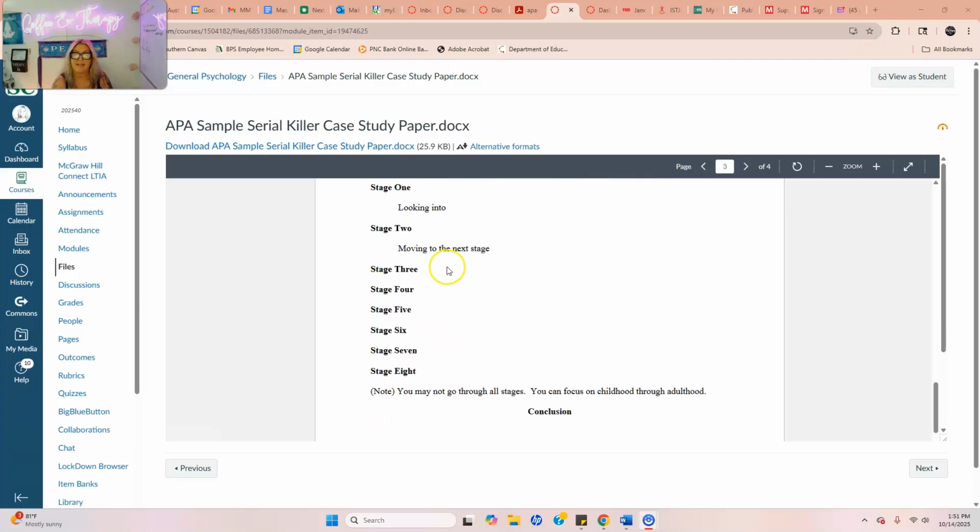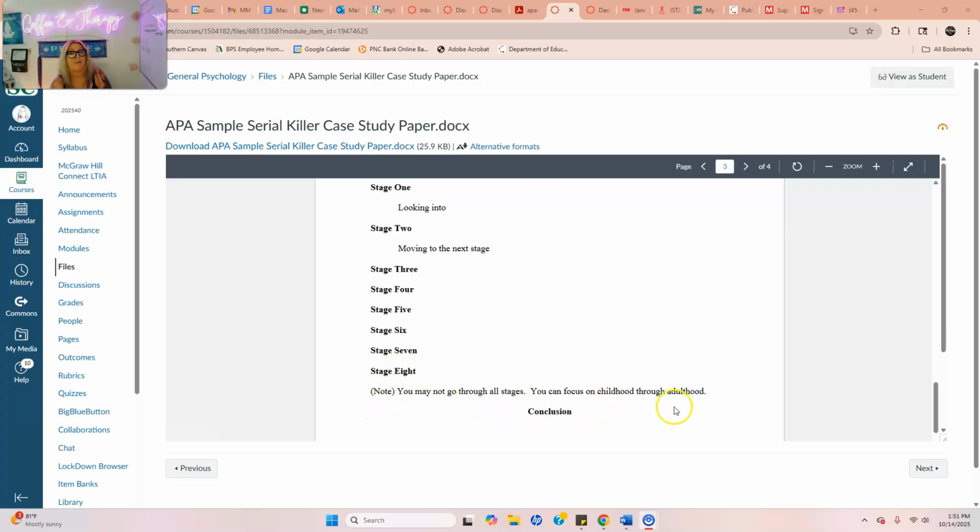Now, I have all 8 stages here. That does not mean you're going to use all eight stages, because many of the serial killers died in their 20s or 30s. So you're not going to go through all the stages. You're going to go through maybe half of them, so you just delete these out because you're not covering them. If you have a serial killer that lived well into their 80s or whatever, and it's relevant to your paper, then by all means go ahead. But if not, you take them out. That's why I said, note, you may not go through all the stages.